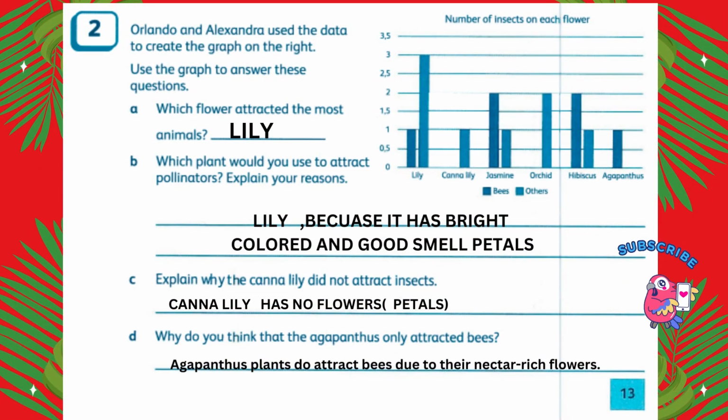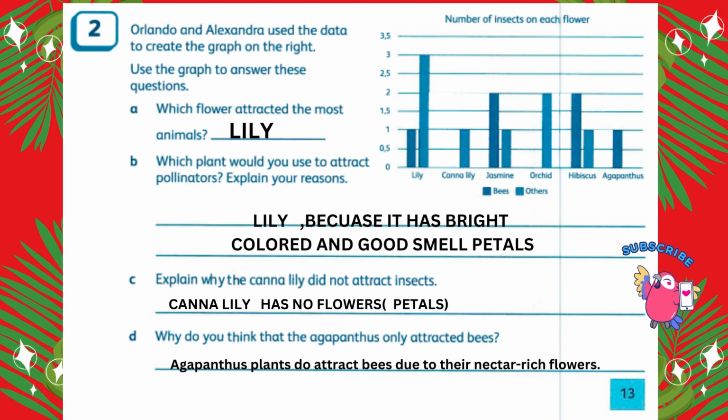Number two, Orlando and Alexandra used the data to create the graph on the right. Use the graph to answer these questions. The number of insects on each flower. You can see bees and other animals. They have shown these in this graph. So A, which flower attracted the most animals? You can see lily.